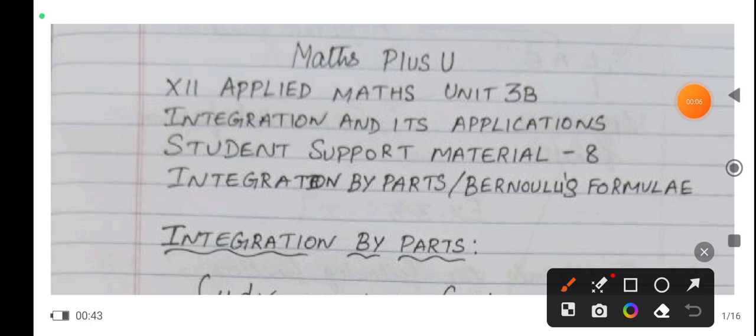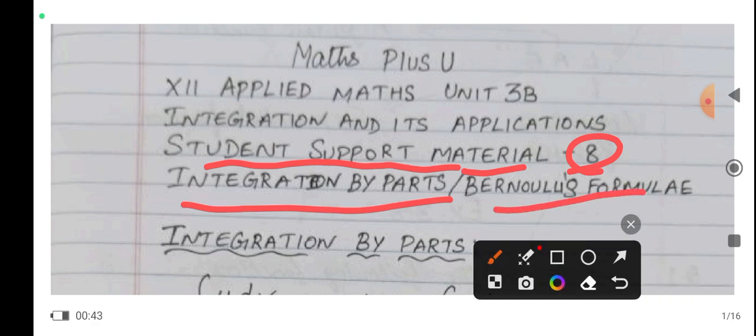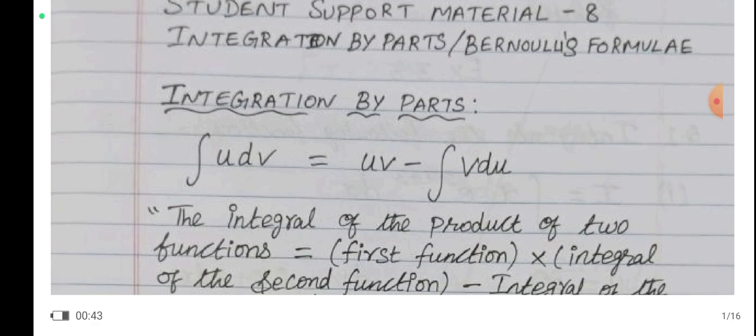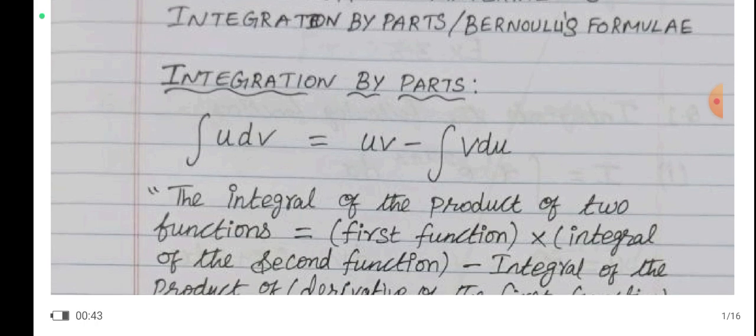Today, integration and its application, student support material, CBSE Handbook Part 8 we are doing, children, and the topic is integration by parts or Bernoulli's formulae. So integration by parts, why are we using it? When two functions are in multiplication.